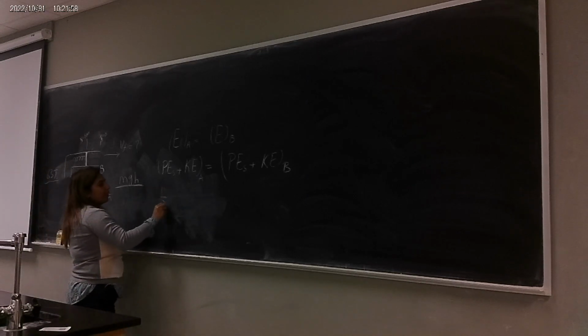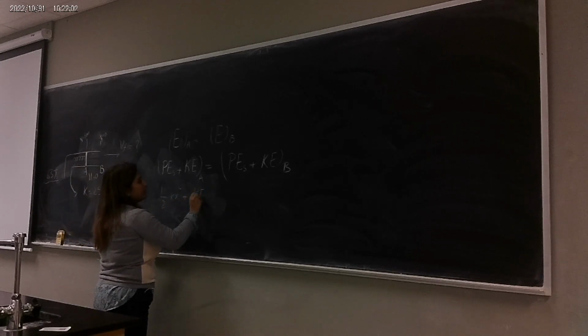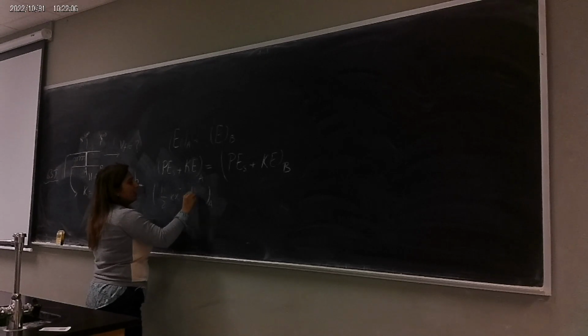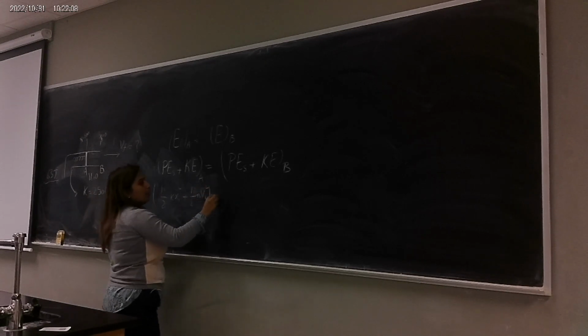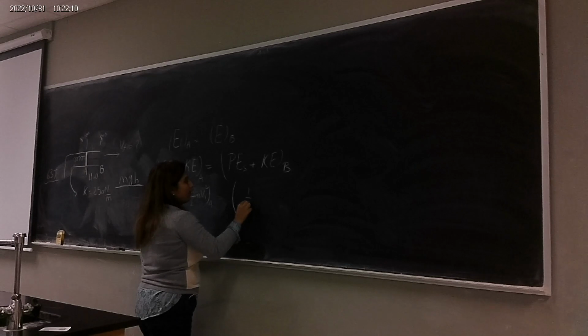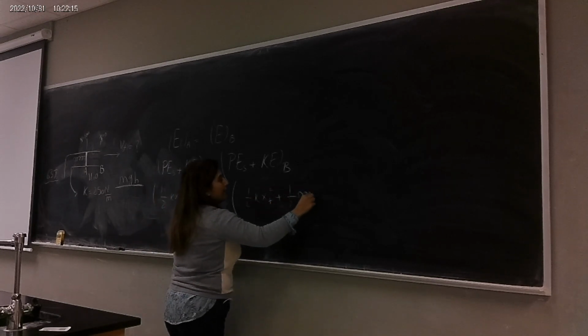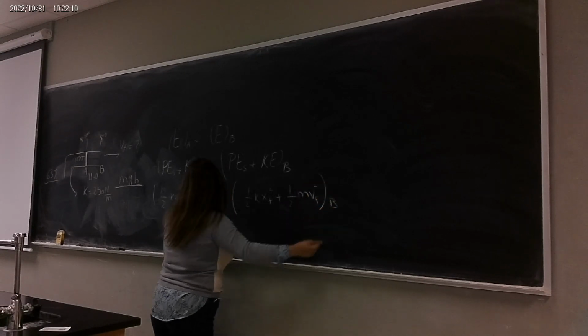So half k xi square plus kinetic energy at A. Let me write down the formula now. Half m vi square equal to, PE, half k xf square plus half m vf square, equal at B.